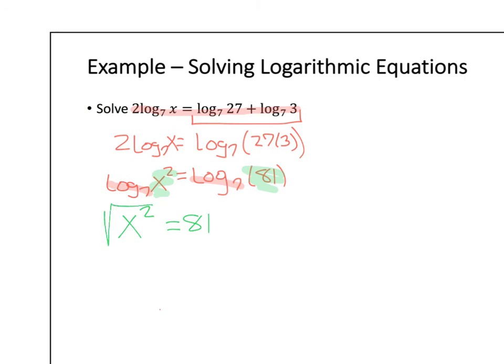Now when we do that, we'll take the square root of both sides, and we get x equals plus or minus 9. Now remember, we have that plus or minus because x squared, if we take negative 9 squared, it would be 81. And if we take positive 9 squared, it will be 81. So we have that plus or minus sign there.